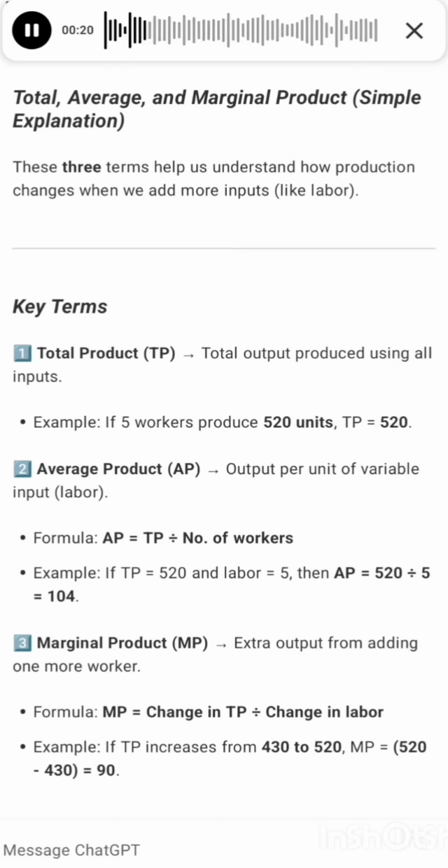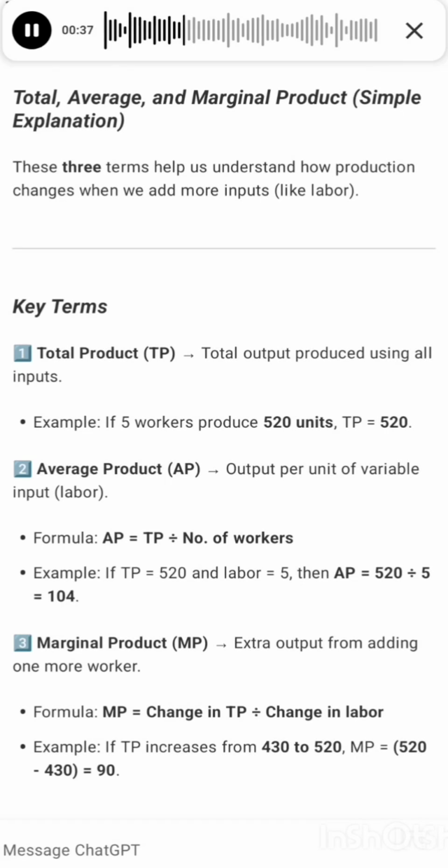2. Average product, AP. Output per unit of variable input, labor. Formula, AP equals TP divided by number of workers. Example, if TP equals 520 and labor equals 5, then AP equals 520 divided by 5 equals 104.